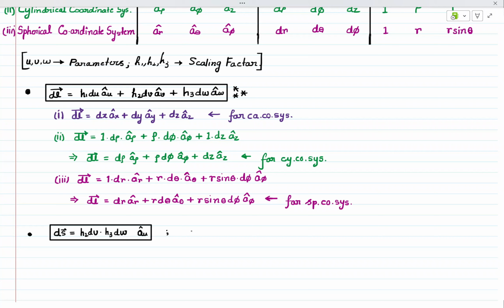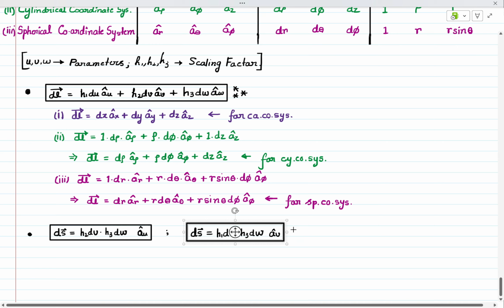In a similar way, another differential area will be in the direction of av. As the parameter v is used to determine the direction, the u and w parameters will be used to determine the magnitude. That means H1 into du and H3 into dw. This is one important formula of the differential area in the direction of av.